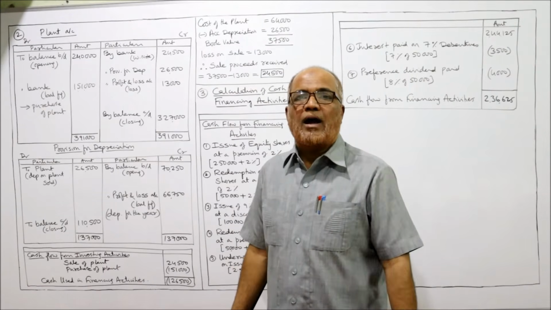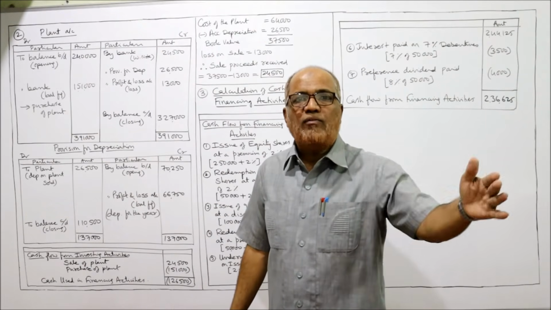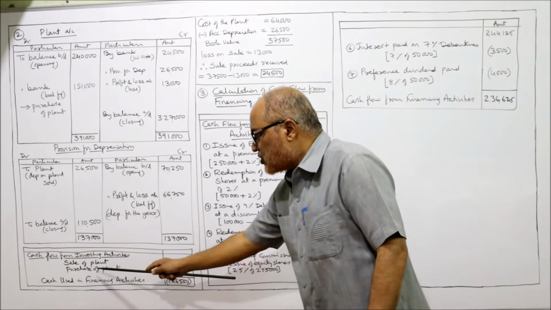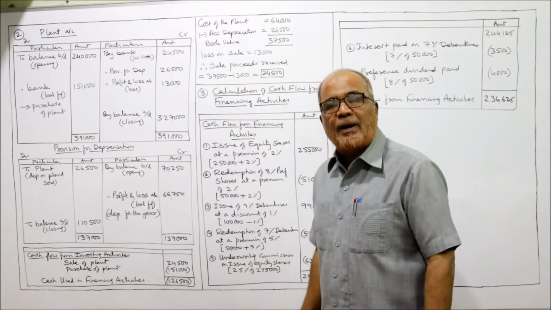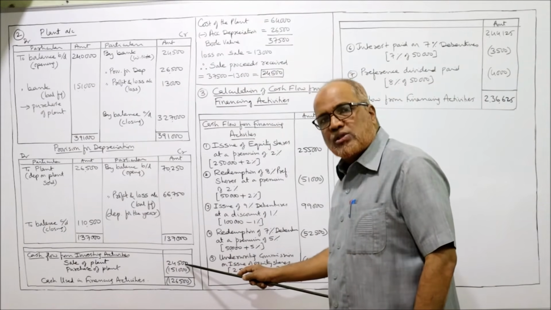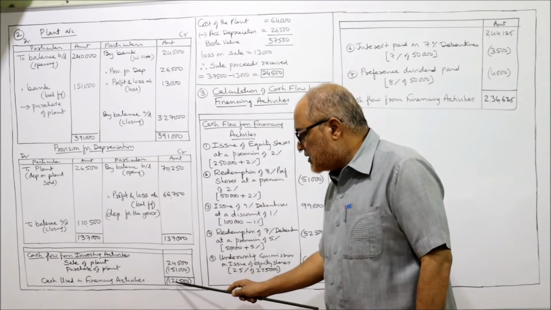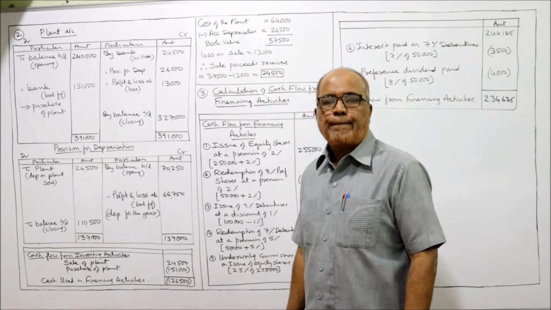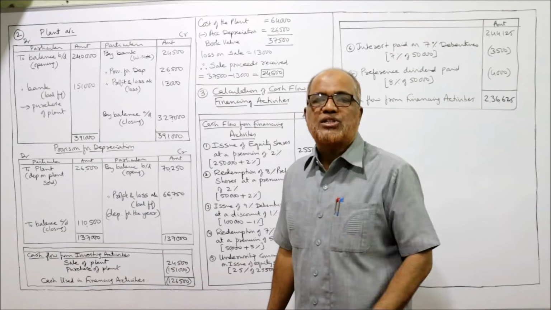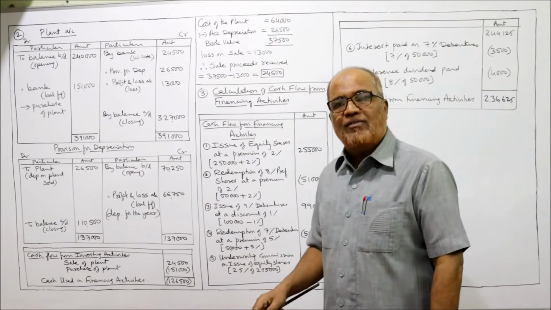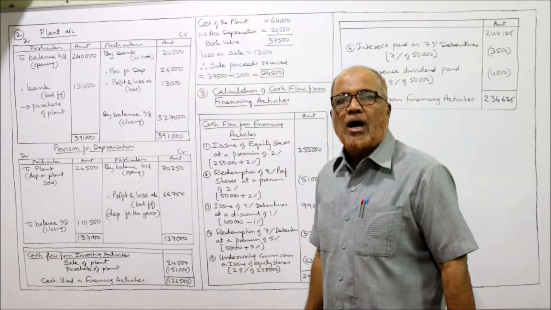Whereas purchase of plant, how much? 1,51,000. It is an outflow. Purchase of plant will be an outflow of cash. So purchase of plant 1,51,000 in bracket. Bracket denotes outflow. Without bracket, inflow. So 24,500 minus 1,51,000, the net cash outflow is 1,26,500. So 1,26,500 is the cash used in investing activity. That's all. This is the end of problem number 2.